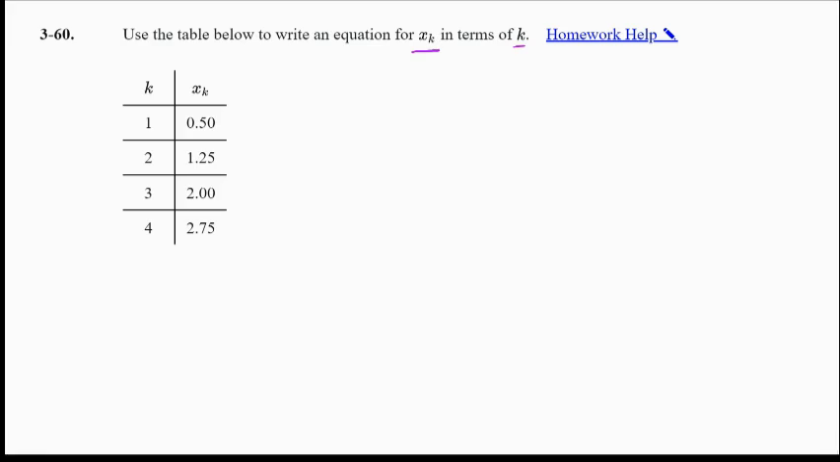But really what we should recognize is that x sub k, since that's our quote unquote y value, is going to be a linear function. The reason that I know it's going to be a linear function is because when I look at how much this is going up each time, it's going up at a constant rate, by 0.75 each time. So if something is going up by a constant rate, we call that a slope or a constant rate of change.